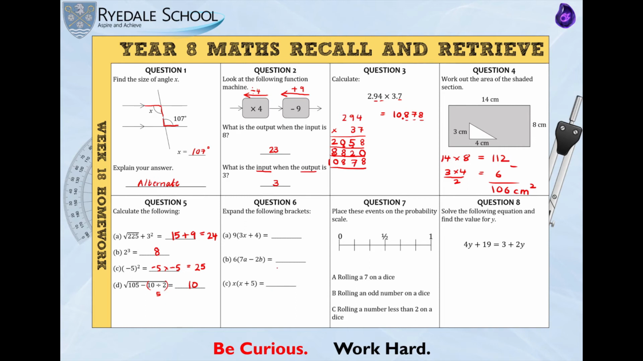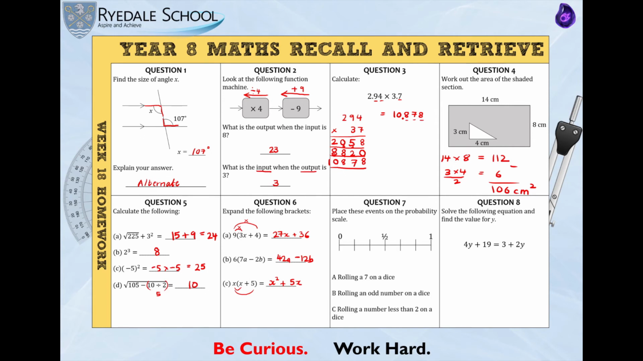Question 6 is expanding brackets. When you expand a bracket, you just multiply everything in the brackets by the number outside. So 9 times 3x is 27x. 9 times 4 is 36. 6 times 7a is 42a. 6 times negative 2b is negative 12b. And this one's a little bit trickier. An x times an x is what we call x squared. And an x times the 5 is plus 5x.